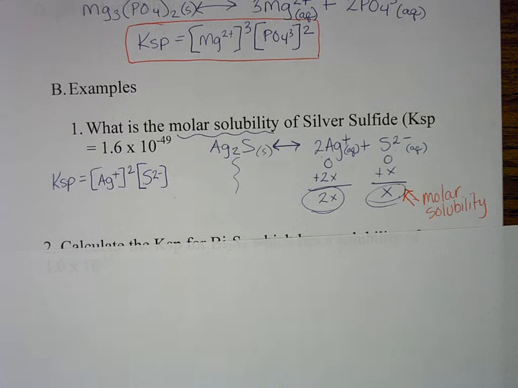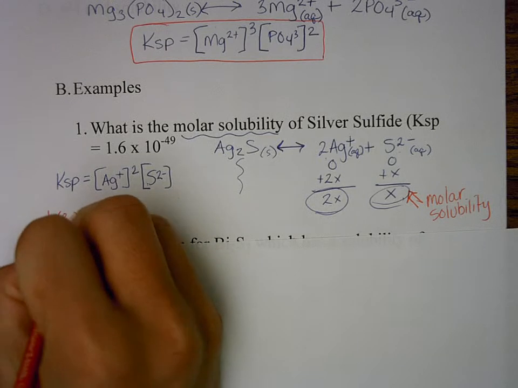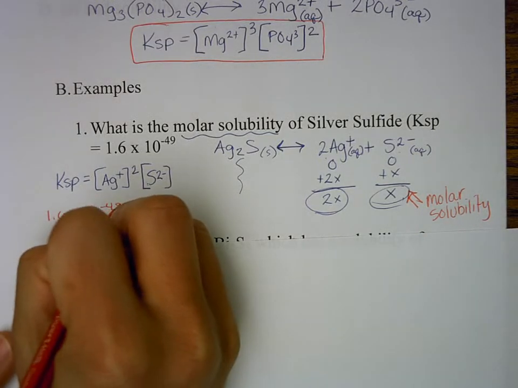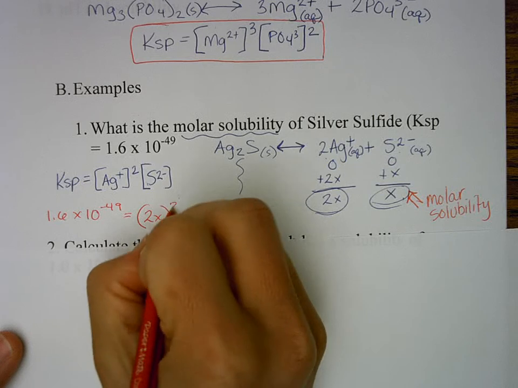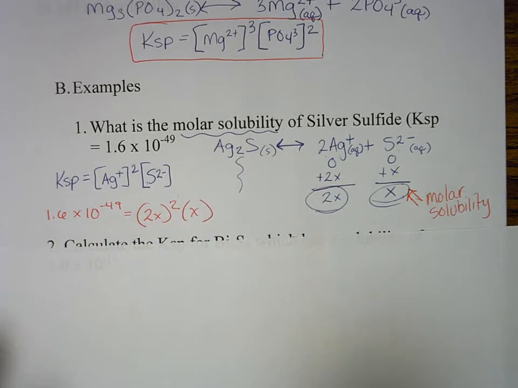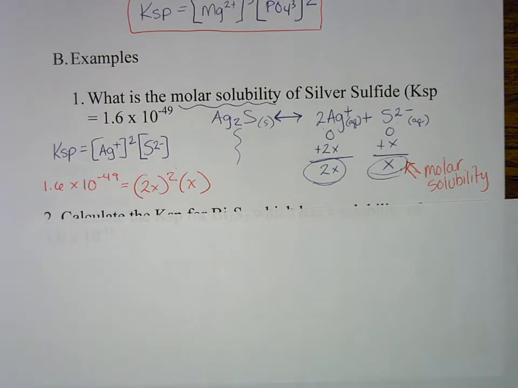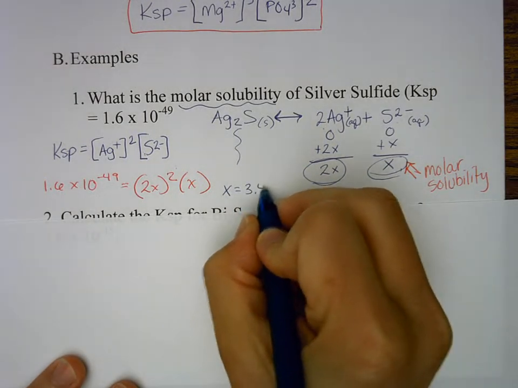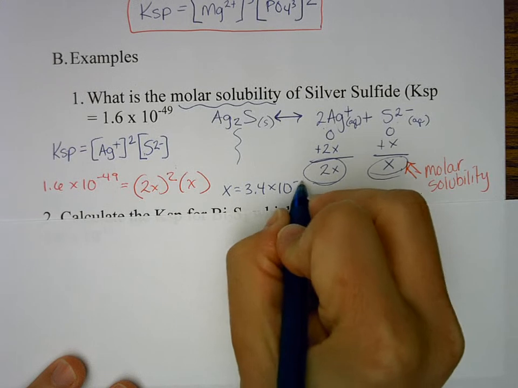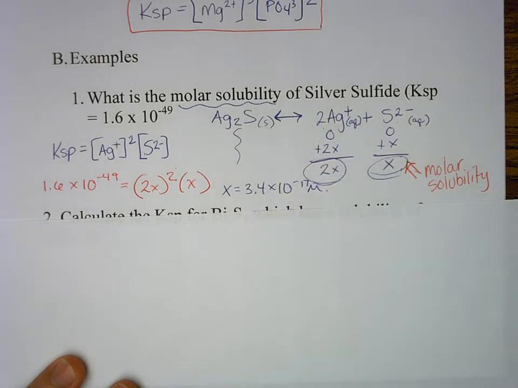And so if I just go through here and plug in my Ksp value, which was 1.6 times 10 to the negative 49, that equals 2x squared times x. And we've done all of this solving for x many times. x is equal to 3.4 times 10 to the negative 17 molar.